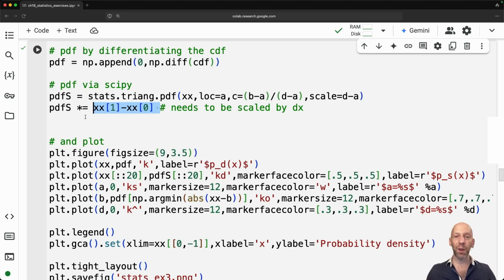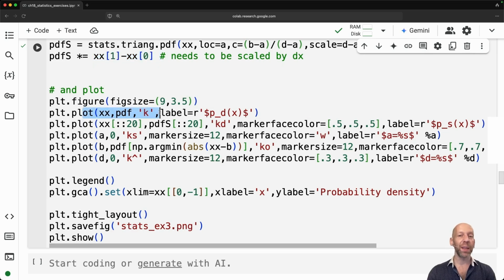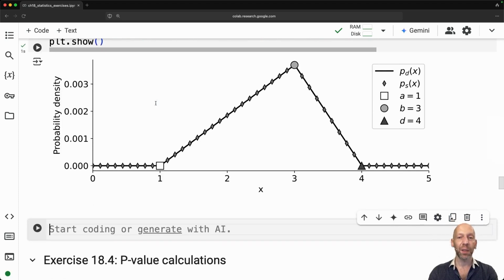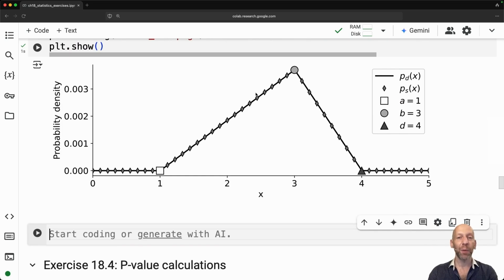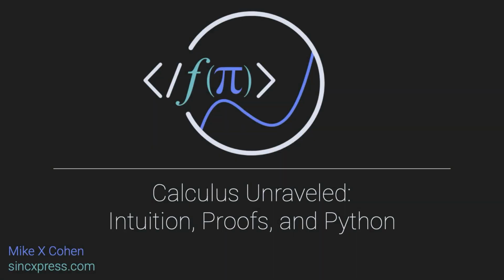Okay, so that was all the hard part of the exercise. The rest is just plotting. Here I'm plotting the PDF calculated as the derivative of the CDF. Here I'm plotting the PDF from SciPy.stats, and you can see I'm visualizing only every 20th point. Again, that's purely for visualization, just to make the plot a little bit easier to look at. And there you go. Now we have a PDF of a triangular distribution.